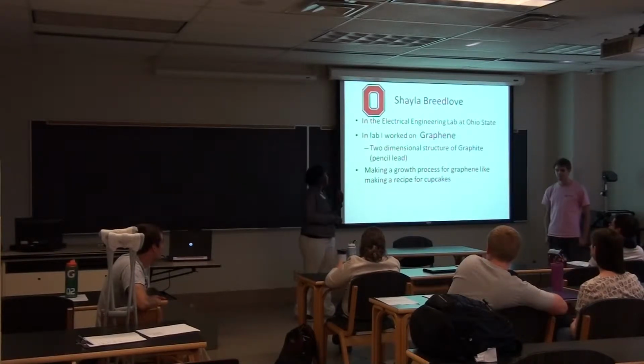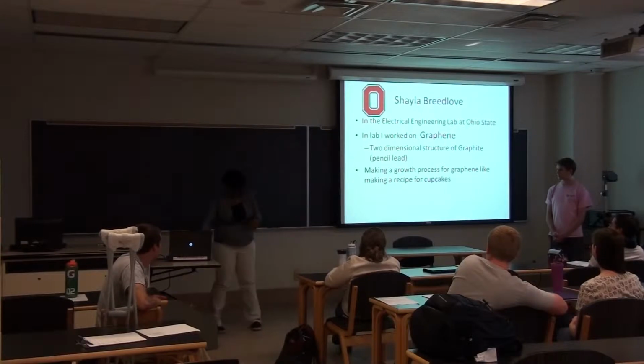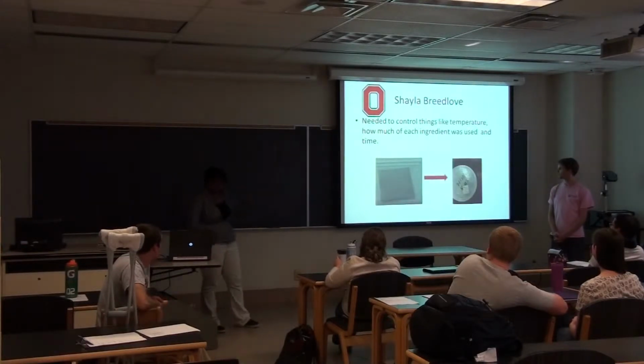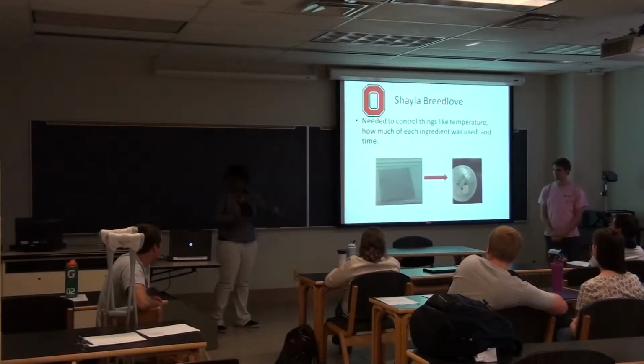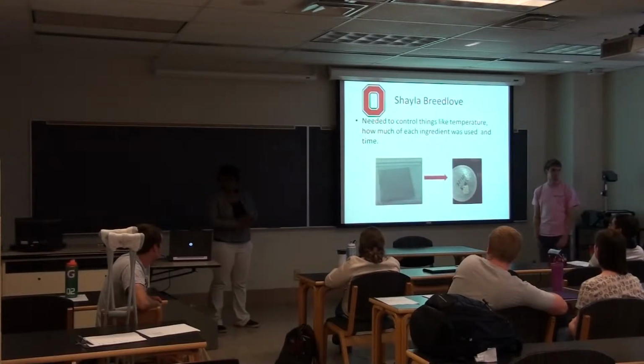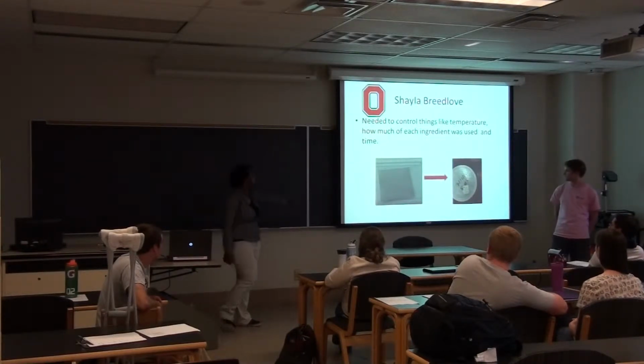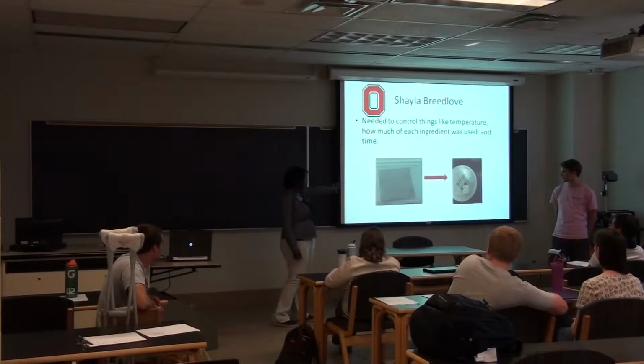And what I had to do was make a growth process to make graphene, and that's kind of like making a recipe for cupcakes or cakes. So when you bake, you have to control things like temperature and ingredients. And this is just a sample of what I started with. It's just plain nickel, and then it ends up with some graphene on top, and it's kind of spotty.